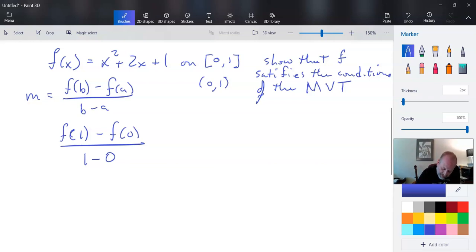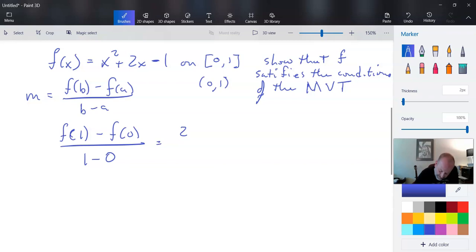f of 1, if we look up here, so that would be 1 plus 2 is 3, and oh my goodness, I just realized I actually wrote the wrong function. Hold on. I missed a sign. That should be minus. Good, we haven't done any computation yet, so it doesn't affect anything. Okay, so I need f of 1, and 1 squared is 1, plus 2 is 3, minus 1 is 2.